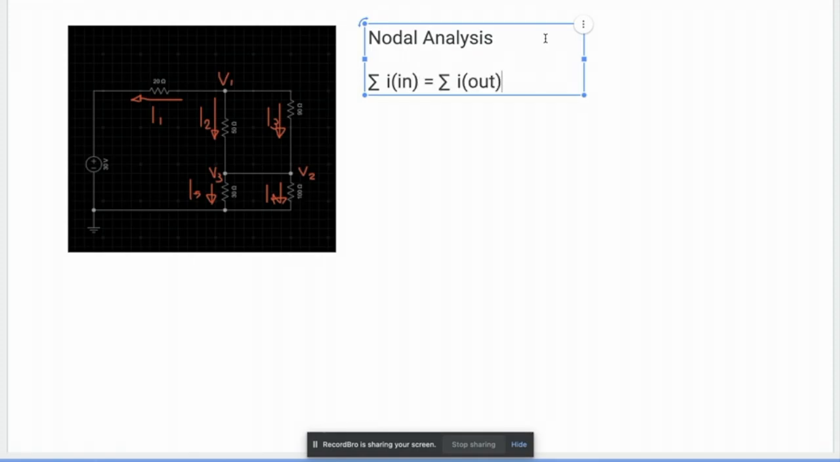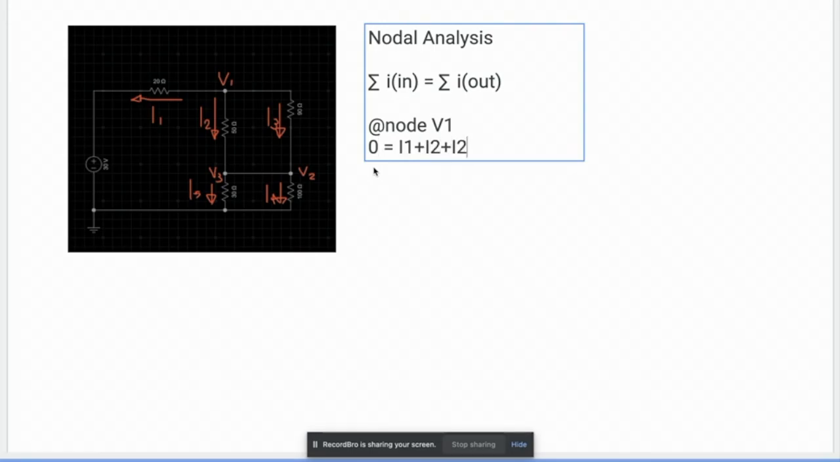This is very important. That means if we are analyzing at node 1, we need to identify the possible currents that leave and enter the node. So there will be no incoming, but there are outgoing. So that means it will be 0 equal to current 1 plus current 2 plus current 3. So this will be equation 1. We have to follow these steps to solve the nodal analysis. This is where equation 1 will come from.